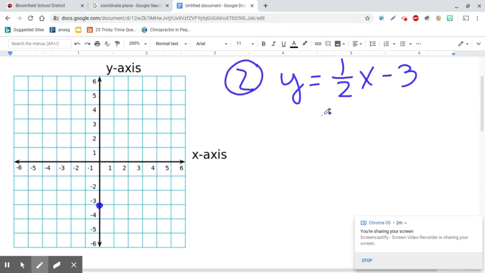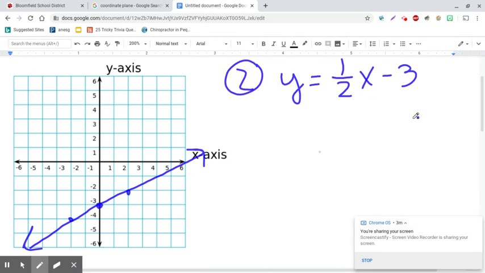All right, now our slope is 1 over 2. So we're going to go up 1 over 2. 1, 2. That's our other spot. Or we could go down 1 to the left 2. 1, 2. Still the same line. That is our line of y equals 1/2 x minus 3.